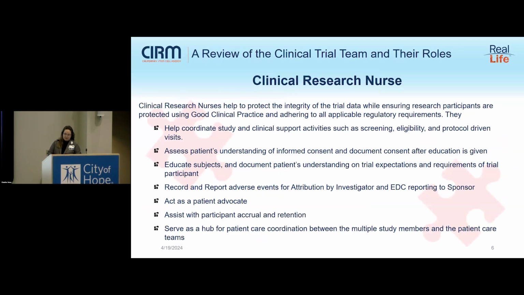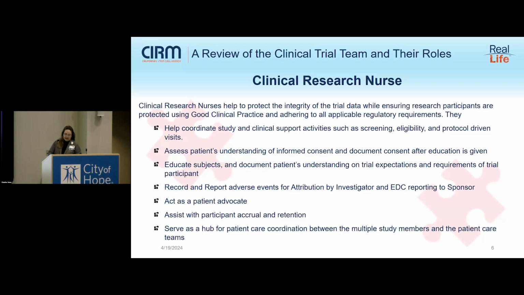The CRN helps to facilitate the signature process with the PI as well as the patient, and document the consent in the electronic record. It is important that all elements of the consent are discussed as well as documented, because we all know if it wasn't documented, it wasn't done. So that's oftentimes on the clinical research nurse to make sure that we're documenting what we talked about with the patient, as well as what the provider talked about with the patient.